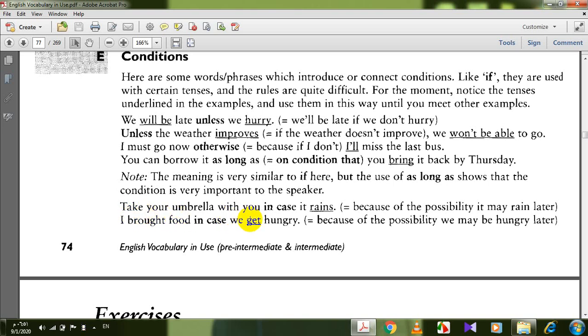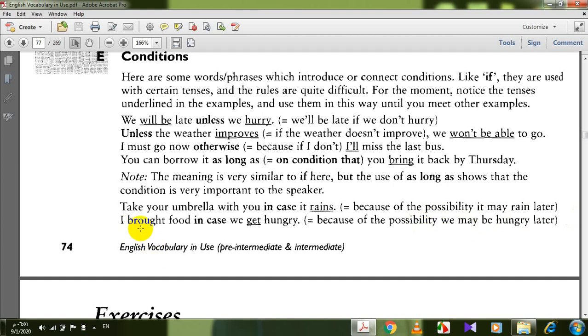Take your umbrella with you in case it rains. In case, because it might rain. There is a possibility that it may rain. Take your umbrella with you in case it rains. This is condition. It means because of the possibility it may rain later. Good. There is a possibility.